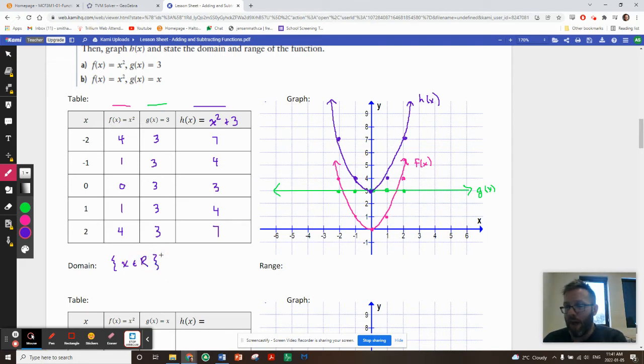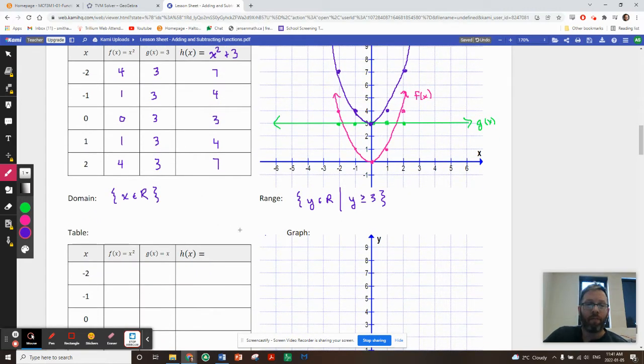Of course, we know that that function h is just a quadratic function, so its domain would be any real number. The range: after drawing it, we can see that the range is the y values, any real number such that the y values are greater than or equal to 3. In this case, it was obvious. Maybe in the next one, it wouldn't be so obvious. Let's check this next one out.